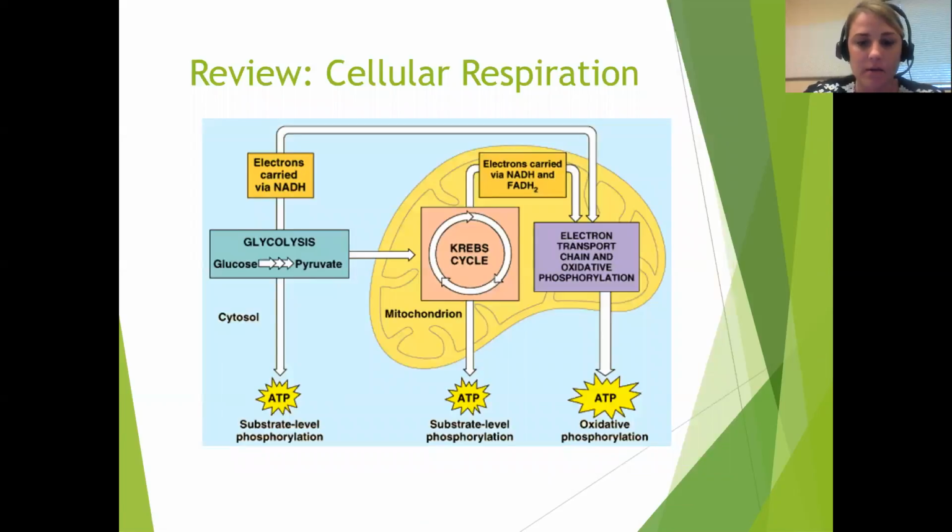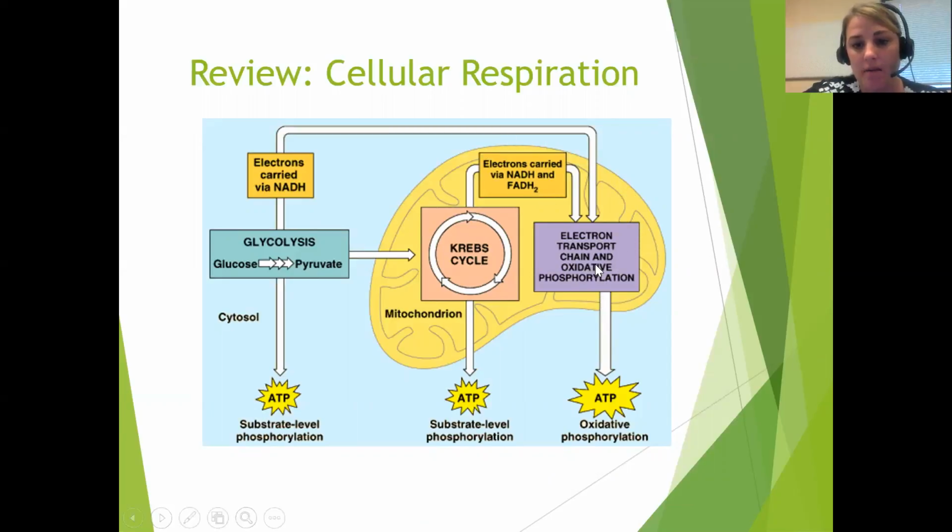Again, here's just another visual. I would print these out. These are really good for you to understand what's going on at each pathway of cellular respiration. We have glycolysis. We break down glucose, and we end up with the pyruvates, which are going to enter into the Krebs cycle. And then we go into the electron transport chain.